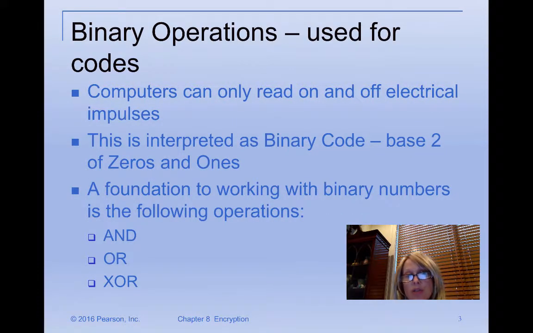So to understand encryption, we need to look at a couple of things. One of them is binary operations. Binary, as you know, represents how the computer looks at things in zeros and ones, because a computer can only look at on and off electrical impulses. It doesn't have anything more sophisticated than that. And this is interpreted as binary code, base 2.